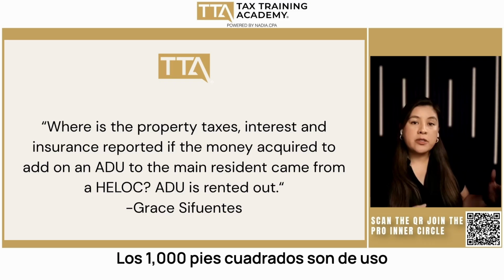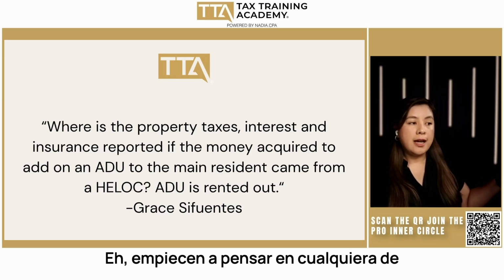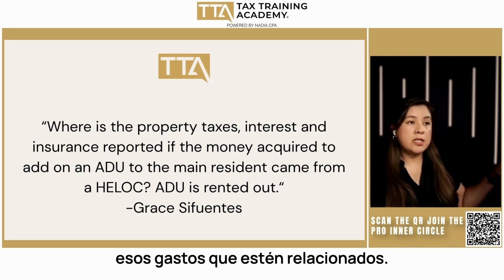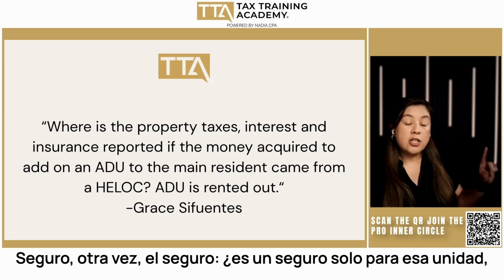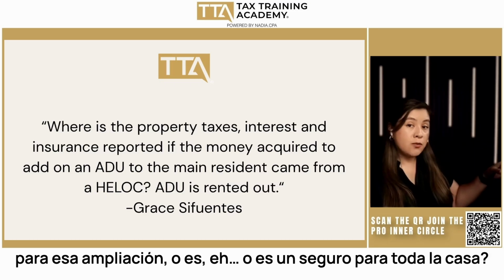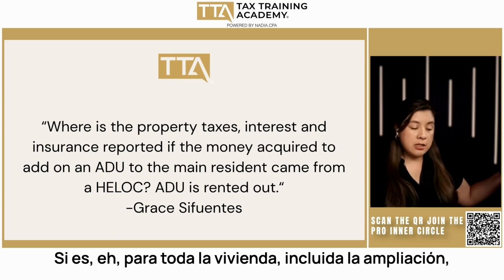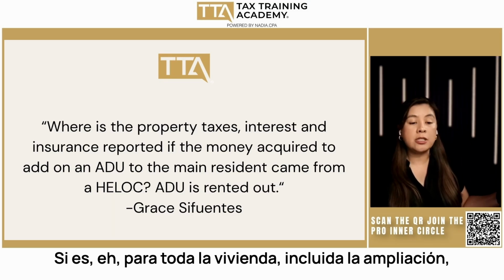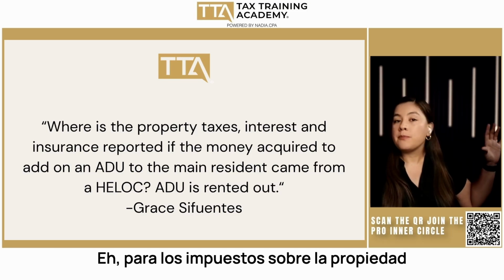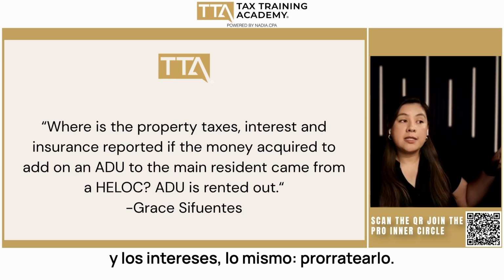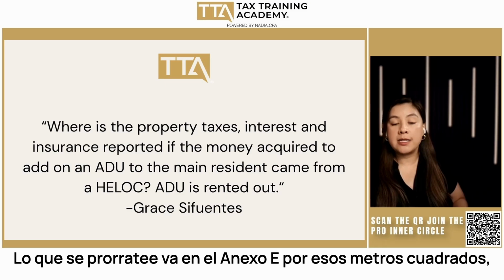The 1,000 square feet is personal use. 500 is what we're renting out. Start thinking about any of those expenses that are related. Now, property taxes and interest. Insurance, again, is it insurance just for that unit, for that addition, or is it insurance for the entire home? If it's for the entire home, including the addition, then we have to allocate the percentage. For property taxes and interest, the same thing, allocate that, whatever gets allocated on Schedule E for that square footage versus Schedule A for our itemized deductions.